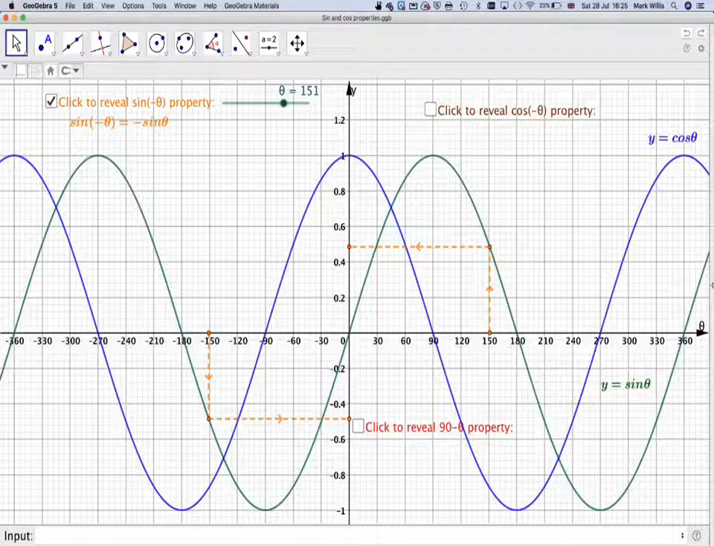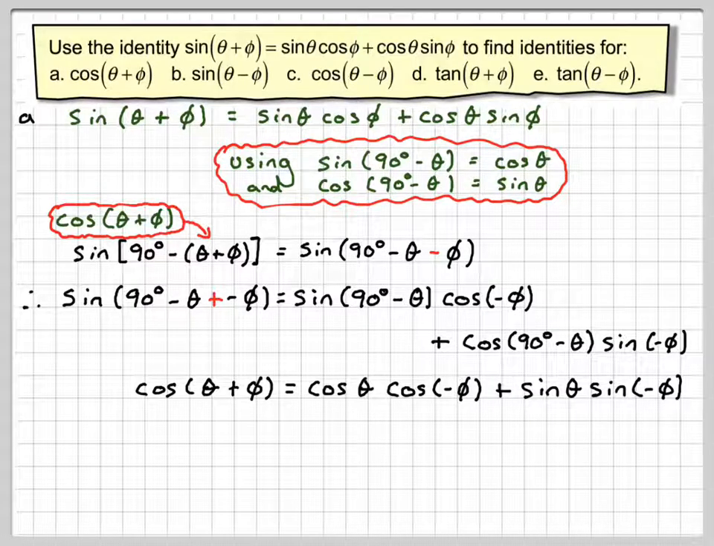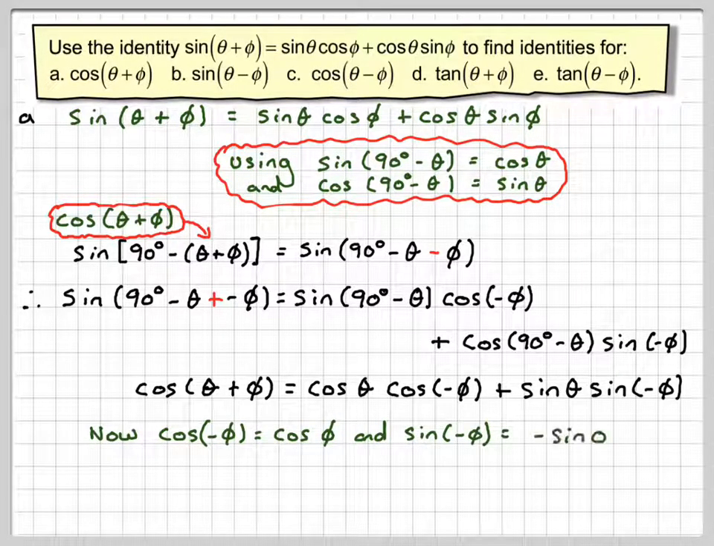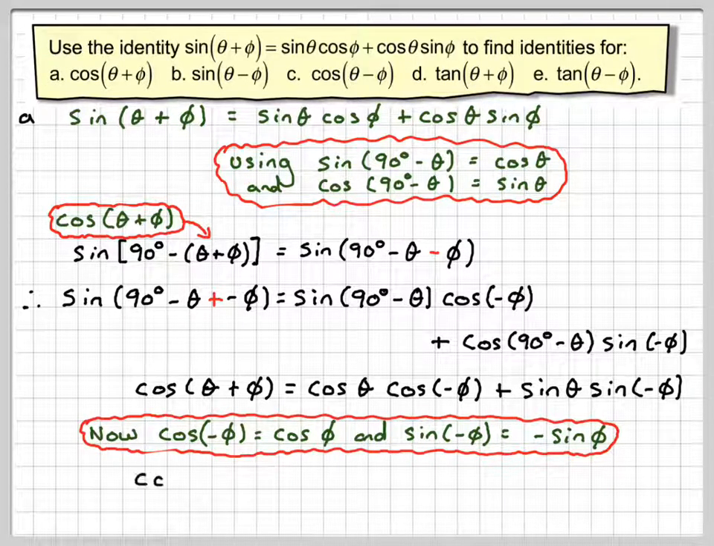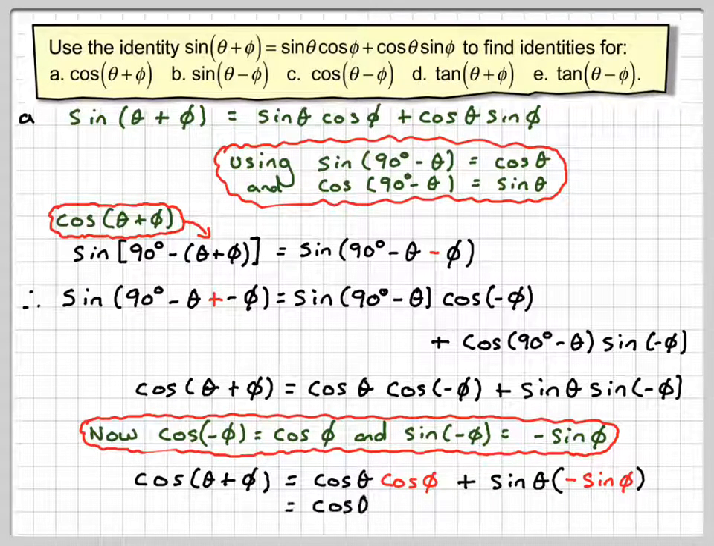Okay, so we've come up with this. Sine of minus theta is equal to minus sine theta, and cos of minus theta is equal to cos theta. This idea is going to be used a lot in this video. So now cos of minus theta is equal to cos theta, and sine of minus theta is minus sine theta. So this now becomes cos of theta plus phi is cos theta cos phi plus sine theta times minus sine phi. So that becomes cos theta cos phi, and a minus times a plus gives me a minus, so I get minus sine theta sine phi.